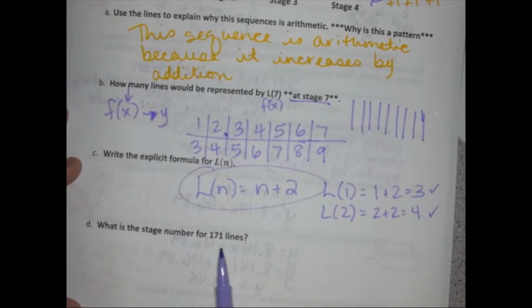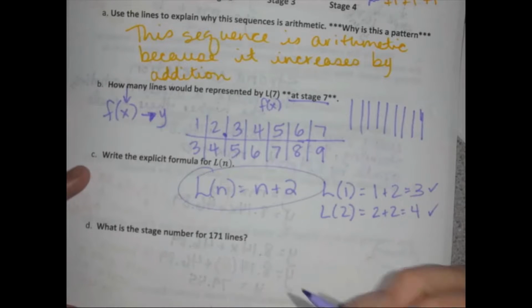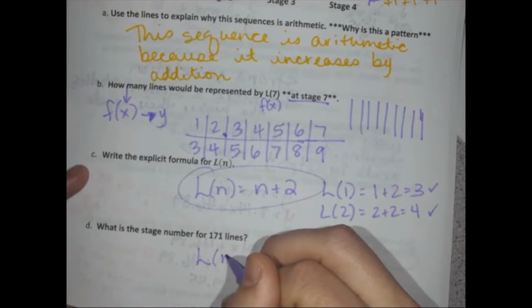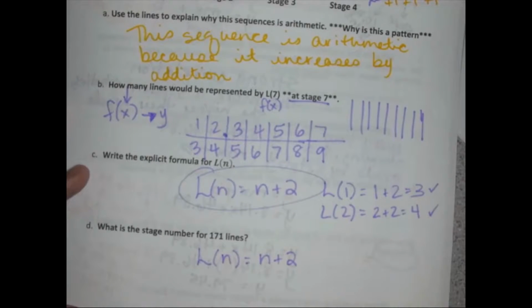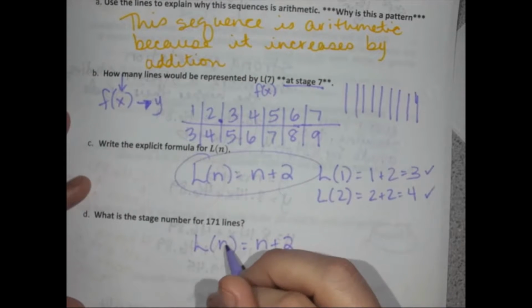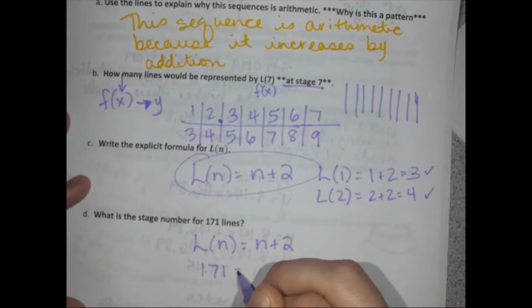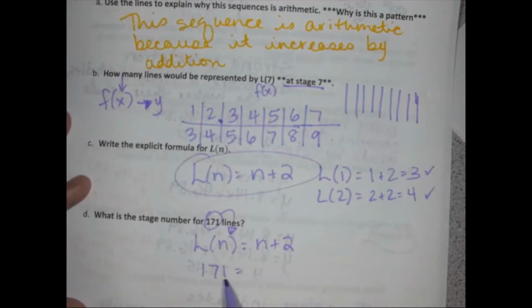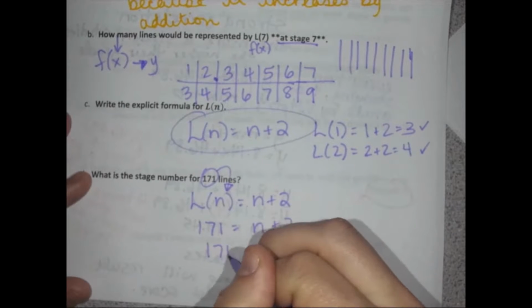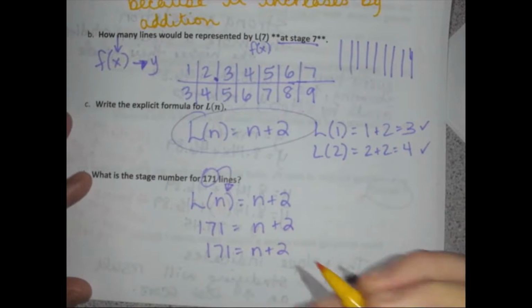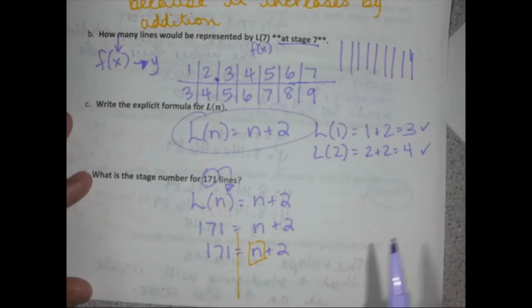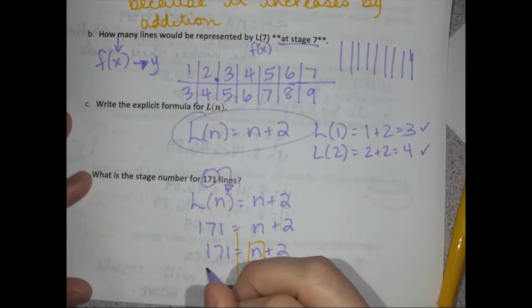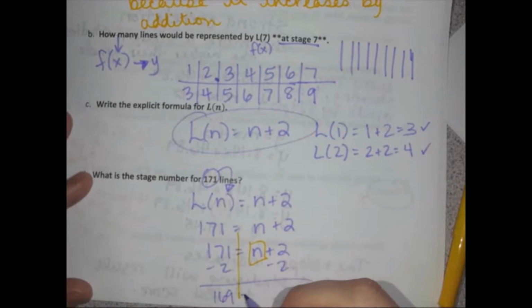What stage number has 171 lines? Well, I have my formula. So I know that this is going to be 171, but I don't know what my n is. This is the output. What do I have to put in to get this output? So I have to go backwards to solve. 171 is equal to n plus 2. I'm subtracting 2 from both sides. 169 is equal to n.